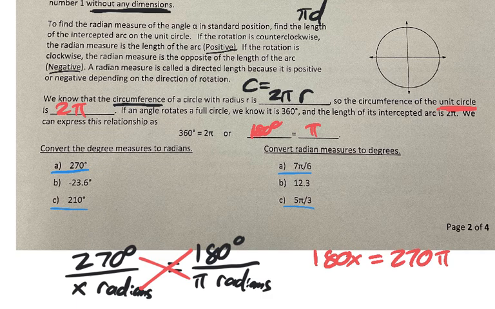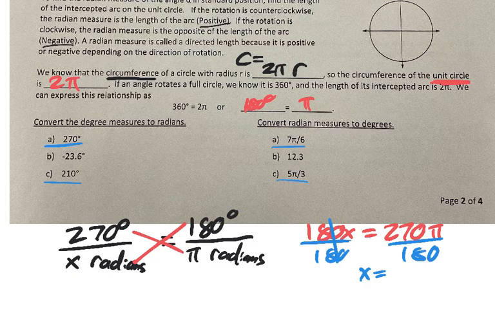You're okay with this? I know I kind of just did this quickly. I'm setting up a proportion, and I'm solving for x. If I divide by 180, then x is equal to 270 over 180, which is 3/2. So 270 degrees is 3 pi over 2.